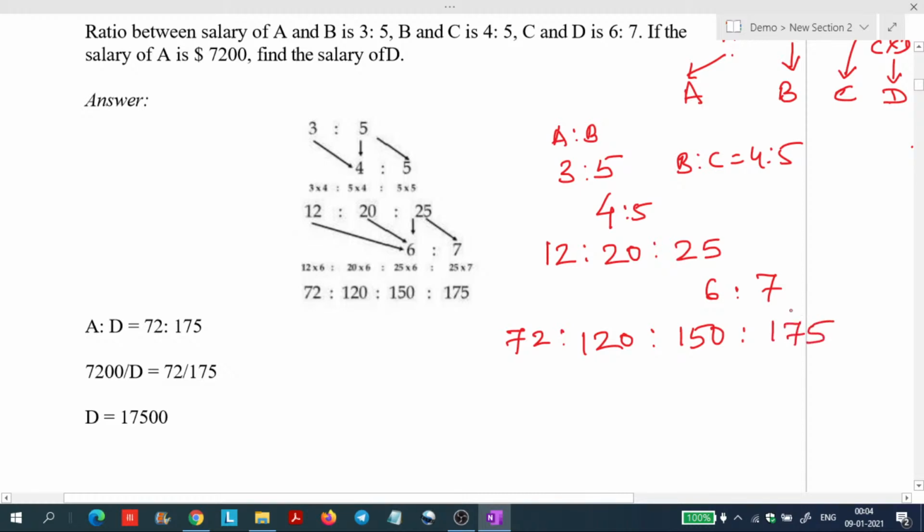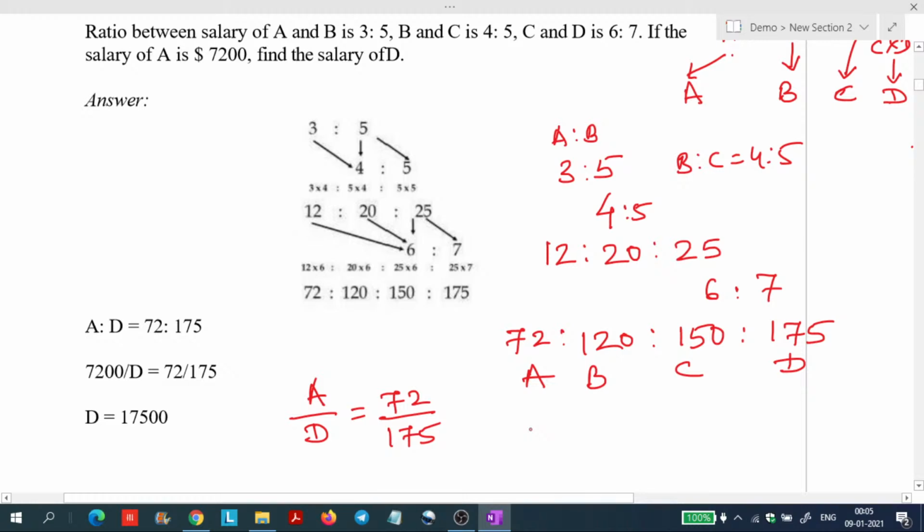With respect to this, the salary of A is given as $7,200. Find the salary of D. So this is A, B, C, D, right? So A is to D, A by D, that is given as 72 by 175.